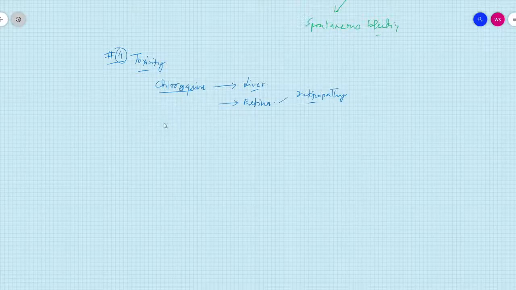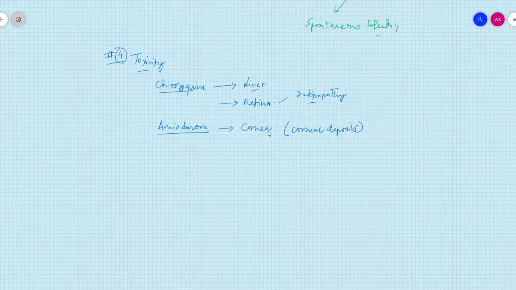Then, is there another example? There is a drug, amiodarone. This drug is transported to the cornea. So corneal deposits are seen, because this drug is preferentially transported to the cornea.